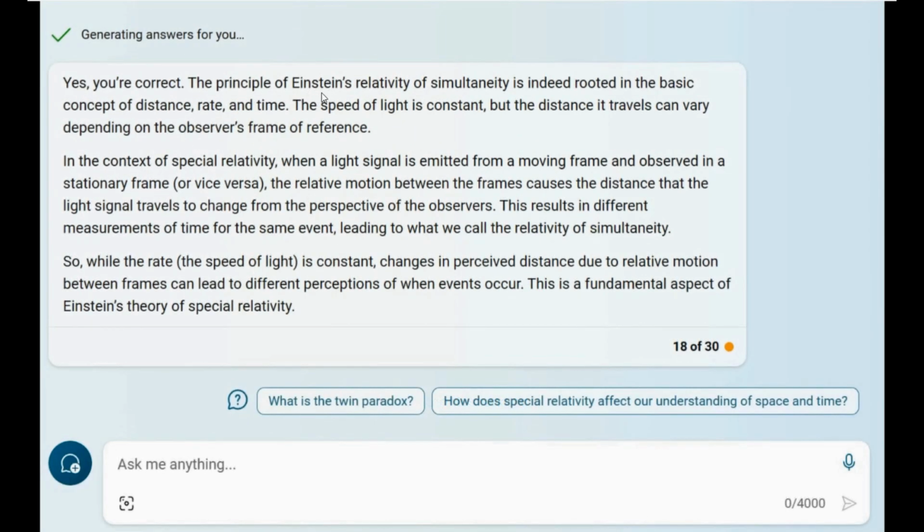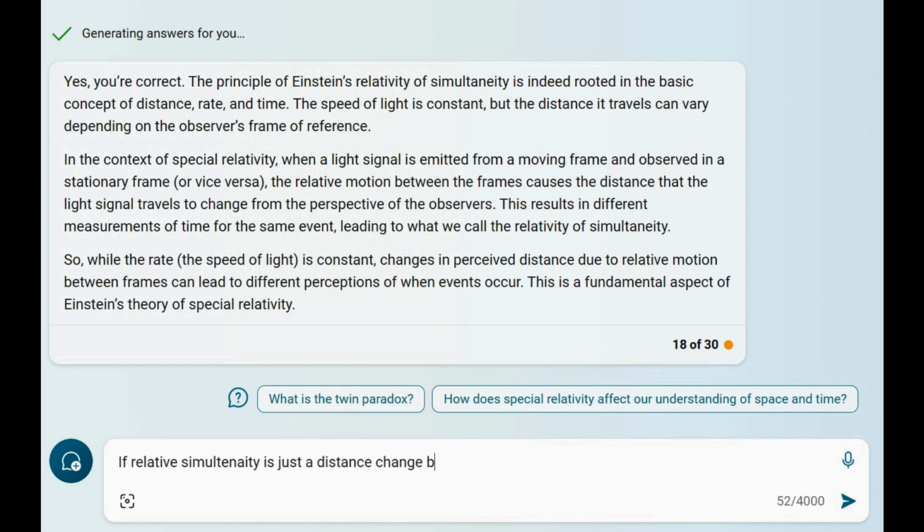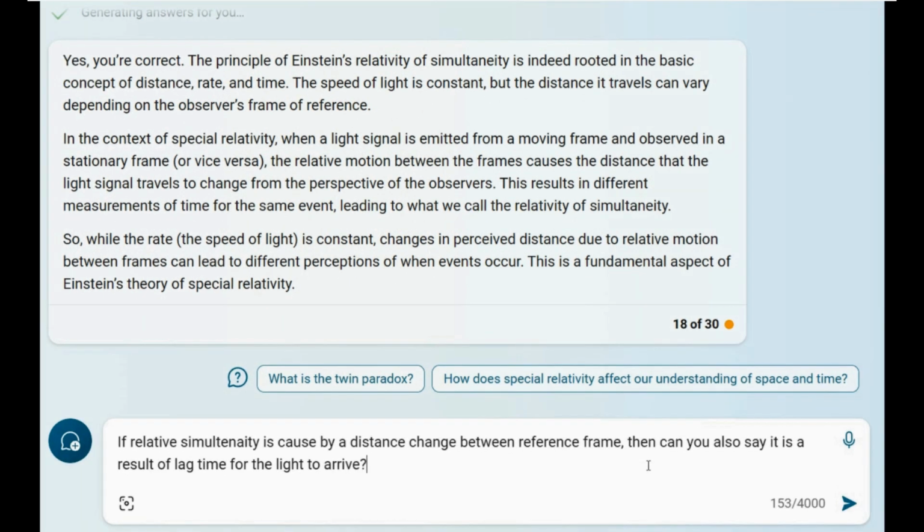So yes, this is it. Einstein's relativity of simultaneity is indeed rooted in the basic concept of distance, rate, and time. The speed of light is constant, but the distance it travels can vary depending on the observer's frame of reference. In other words, it's just a distance change. So you can think of relative simultaneity like this. It's just caused by a distance change between reference frames. So really, another word for that is just lag time for the light to arrive.